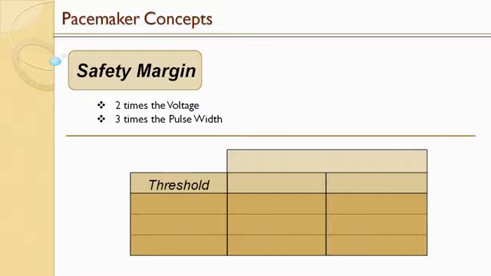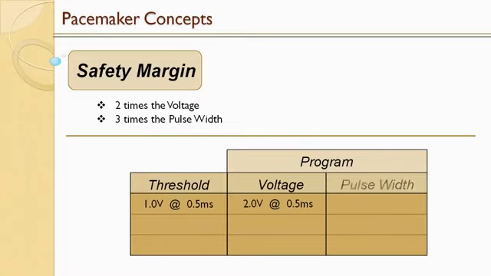So for example, if we measure a threshold and get 1 volt at 0.5 milliseconds, we want to be sure to program our voltage of 2 volts at 0.5 milliseconds, or if we're going for a pulse width safety margin, we'd want to have 1.0 volts at 1.5 milliseconds, 2 times the voltage or 3 times the pulse width.